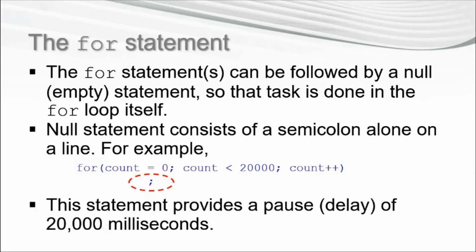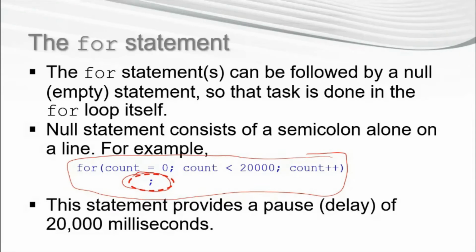For example, here: for count equal to 0, count less than 20,000, count plus plus. What it does is count from 0 to 19,999, and then we are putting only a semicolon here. Semicolon means there is a null statement, that is, a null statement is to be executed. So this particular statement does nothing visible, but it waits for 20,000 milliseconds, that is 20 seconds. It waits for 20 seconds.